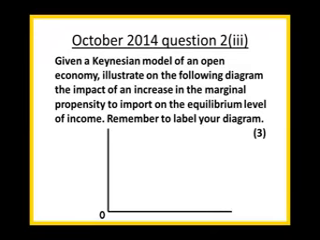I'm going to do a question now out of the October 2014 exam. The question asks, given a Keynesian model of an open economy, illustrate on the following diagram the impact of an increase in the marginal propensity to import on the equilibrium level of income. Remember to label your diagram.